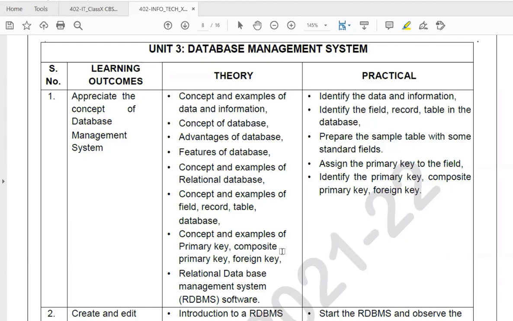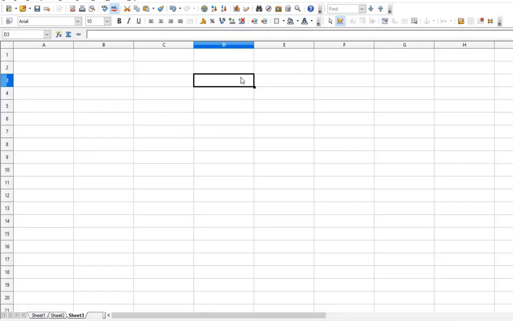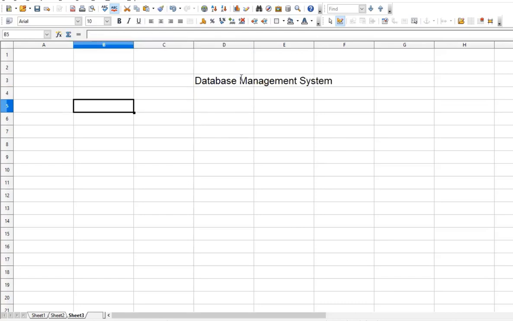Before understanding what is a database management system, we will have to understand a number of other things which are involved in it. So let's understand what is a database management system. For that, we will have to first understand what is data. Data is something which is in the form of facts or figures.